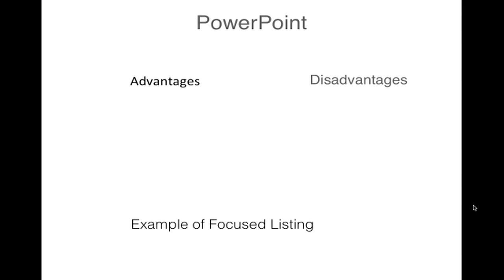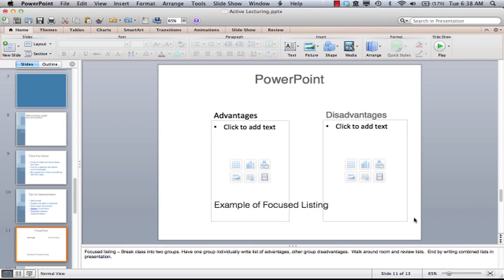Here's an example of a focused listing activity, which would be another one, but this would be a case where we could stop again the PowerPoint. So I would hit escape, and I would ask one side of the room to break into small groups, talk with your neighbor, and come up with some of the advantages of using PowerPoint in your lecturing. And I'd ask the other side of the room to come up with disadvantages for using PowerPoint in the room. And then at some point we'd come back together, and then I would be listing the ones that they've suggested.